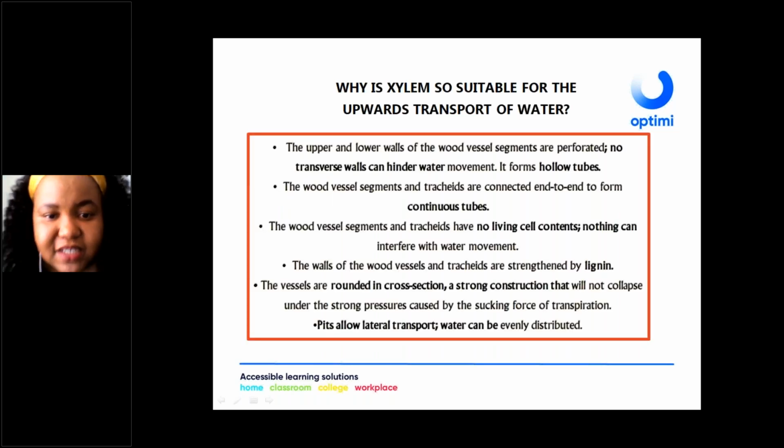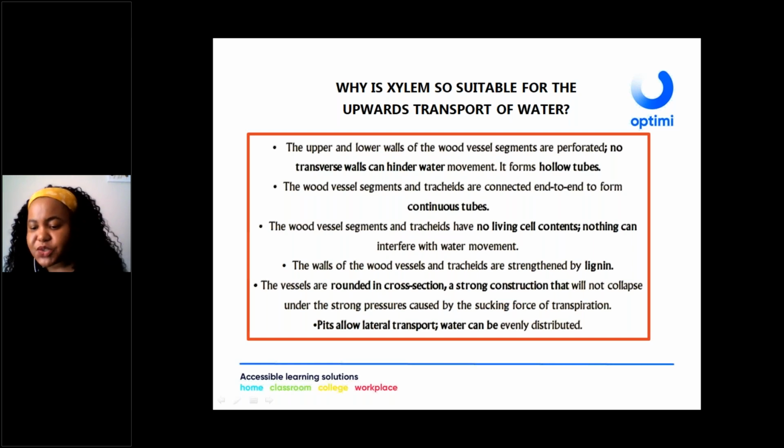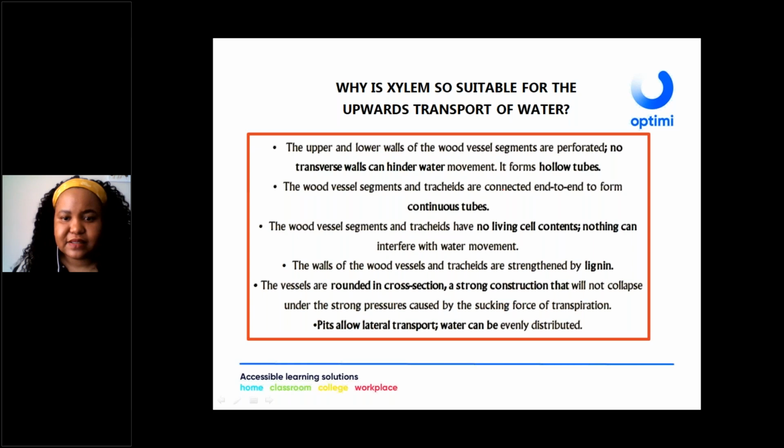So as I have explained, organs need to be well suited, or structurally suitable, to perform their functions. Okay, so as xylem, there's certain parts of the xylem, or there's characteristics of the xylem that makes it suitable to transport water from the roots to the aerial parts of the plants. Okay, number one, the upper and lower walls of the wood vessel segments.